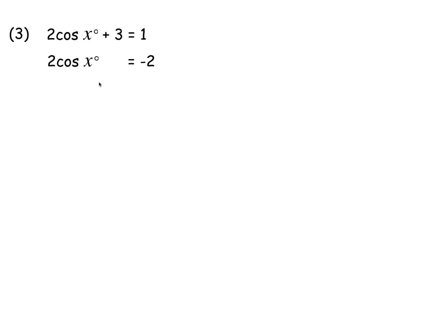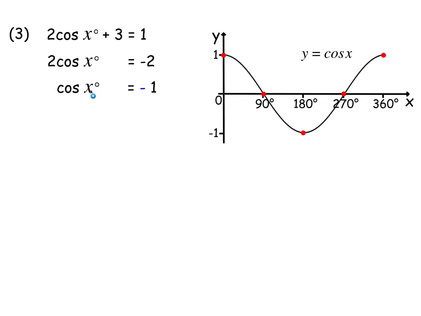Here's another one. This is just with cosine. So it's the same thing. Isolate the cos x. Think about the graph. When does the cosine graph become negative 1? 180 degrees, and write the answer in. Oops, easy. So that's using the graphs. And again, it's these key points.